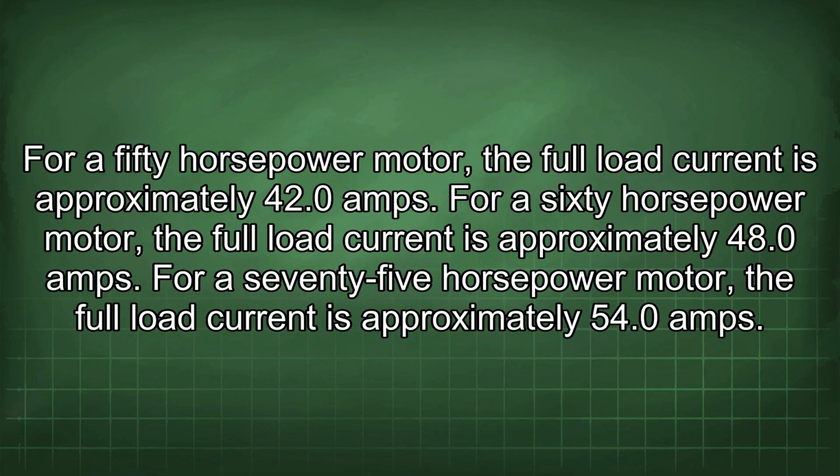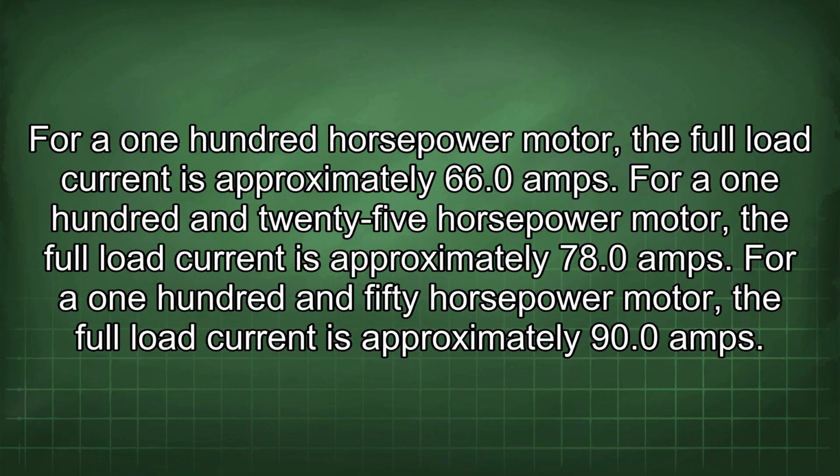For a 50 horsepower motor, the full load current is approximately 42.0 amps. For a 60 horsepower motor, approximately 48.0 amps. For a 75 horsepower motor, approximately 54.0 amps. For a 100 horsepower motor, approximately 66.0 amps. For a 125 horsepower motor, approximately 78.0 amps.